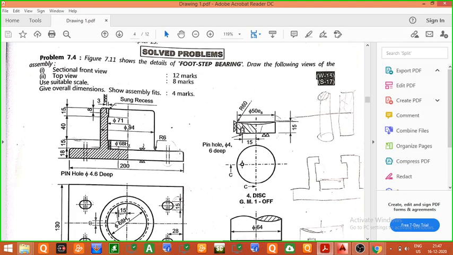You can see here the corners are eliminated at this point, at this point, at this point, as well as at this point, this point and this point. That is, wherever there are sharp corners, they have been eliminated by a fillet, and the radius of the fillet is given as 6 mm. So now we will draw fillets of radius 6 mm at the corners.